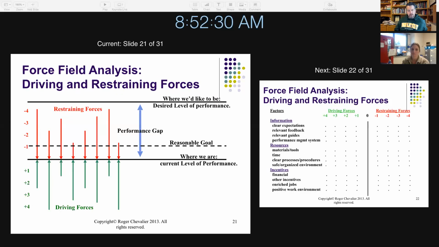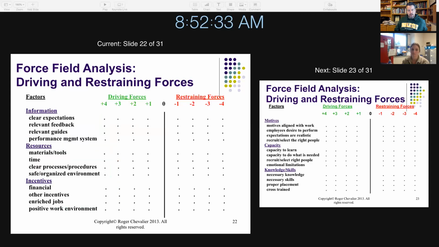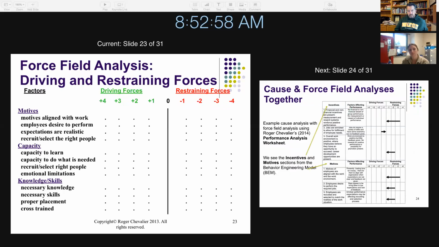That's going to be turned vertically on one of the forms that Roger has developed. So it'll look like this. So now you see that area, clear expectations that we looked at right there, the first one under information, and you'll be able to draw in the forces there based on the questions that you asked. And you'll do that for each of the 6 boxes and each of the sub areas that we have questions. Roger has already designed the questions for us. We just probably have to tweak them a bit to apply to our workplace.